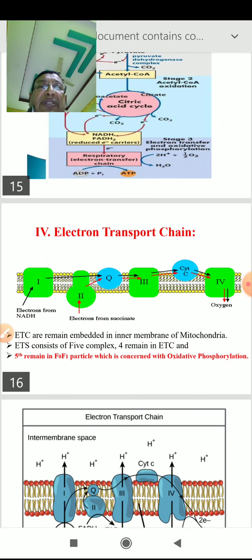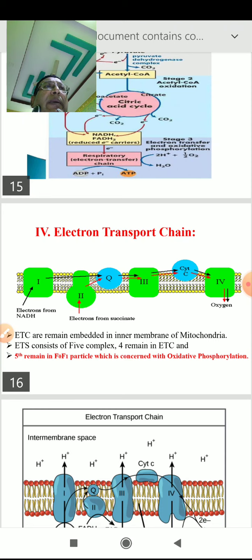Now this electron transport chain is located in the inner membrane of the mitochondria. It is embedded in the inner membrane and mainly consists of 5 complexes. Out of those, 4 are complex 1, complex 2, complex 3 and complex 4, and there are 2 coenzymes, one is coenzyme Q electron carrier and the other is cytochrome C electron carrier. These form the electron transport chain. And the fifth is the F0 and F1 particles, which are concerned with oxidative phosphorylation. This is the very basic structure of the electron transport chain.